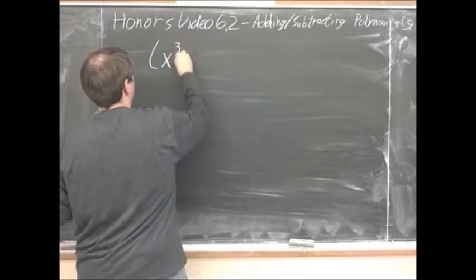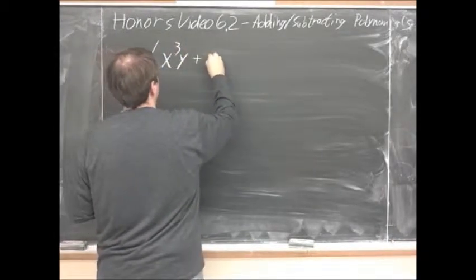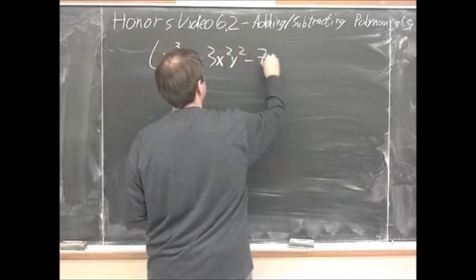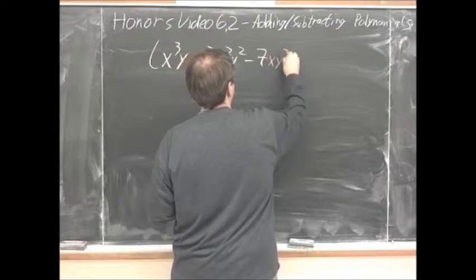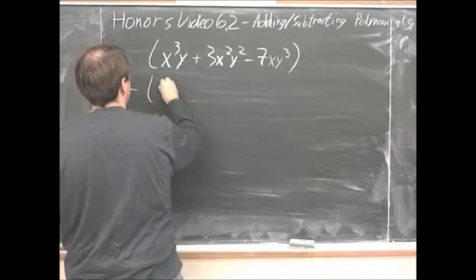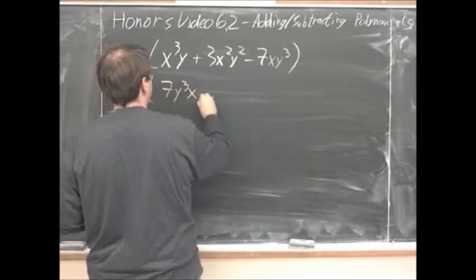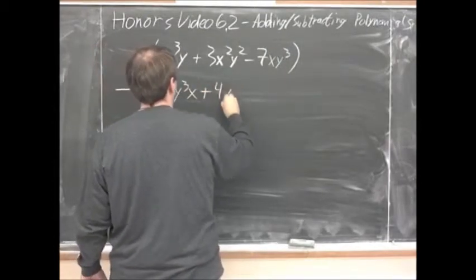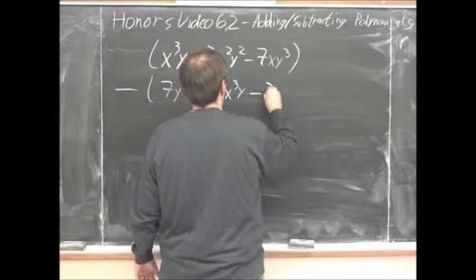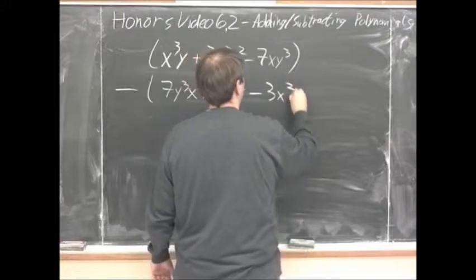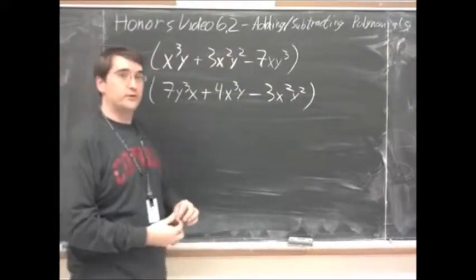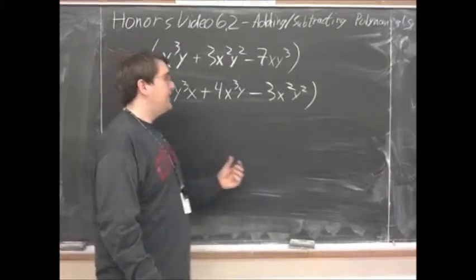x to the third y plus 3x squared y squared minus 7xy cubed, minus 7y cubed x plus 4x cubed y minus 3x squared y squared. This will be the polynomials that we're going to subtract from each other.